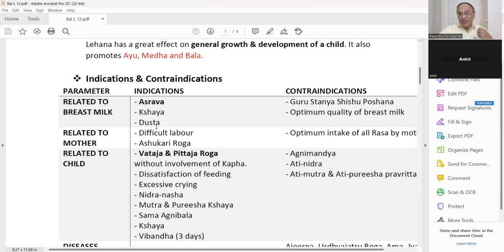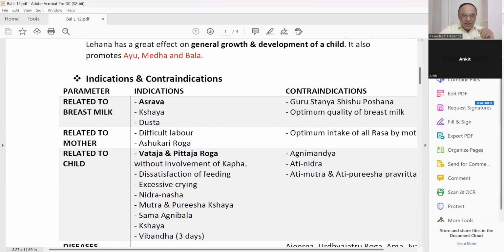Then dushtastanya, if it is infected, breast milk cannot be given, then Lehana can be given, the different medicines can be given. So this is asrava, then kshaya means deficiency, and dushtastanya, then we have to give the Lehana as a supplement. But we cannot give the Lehana when gurustanya, shishu poshana is very difficult to digest. The child is not digesting even the breast milk, then you should not give the Lehana. Then if there is optimum quality of breast milk, no need to give the Lehana. Optimal quality, basic quality is there.